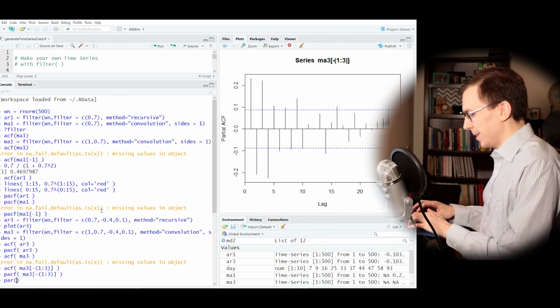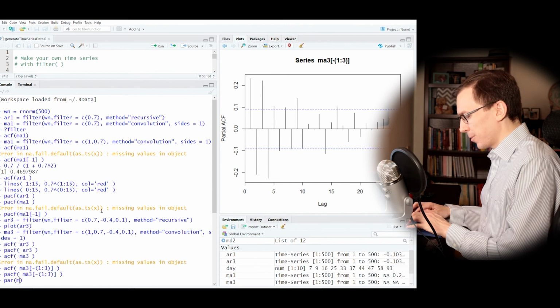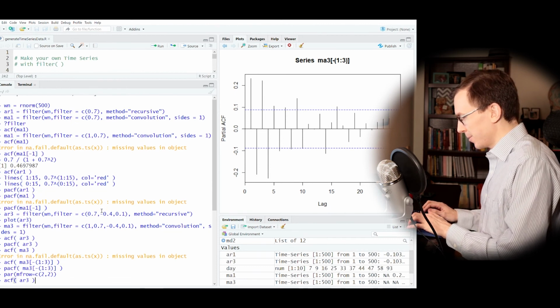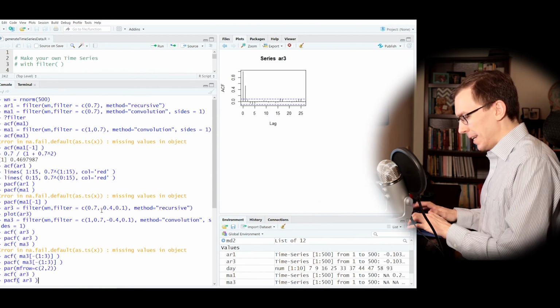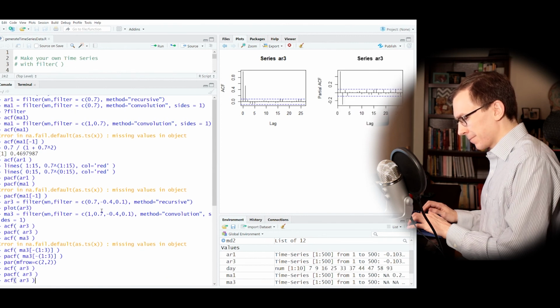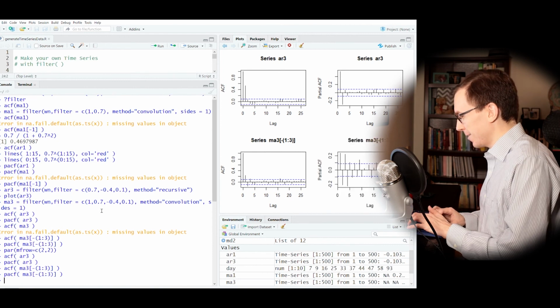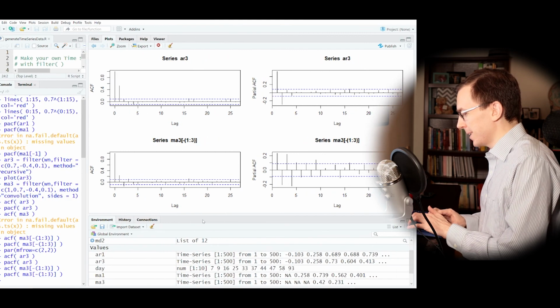Why don't we look at them all at once? While we're rolling with this, we say mfrow c(2,2), and then we're just going to plot all of them. So we're going to get ACF AR3, PACF AR3, ACF MA3 and PACF MA3. All right, so this is what we have to work with.